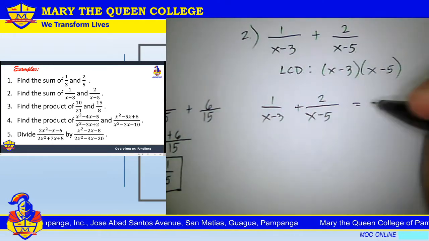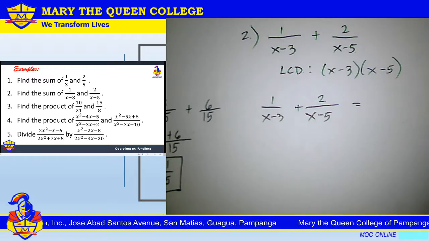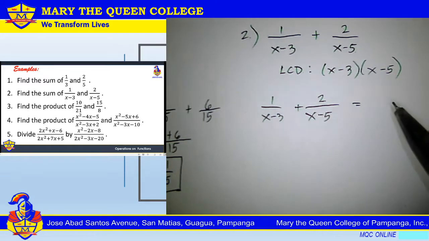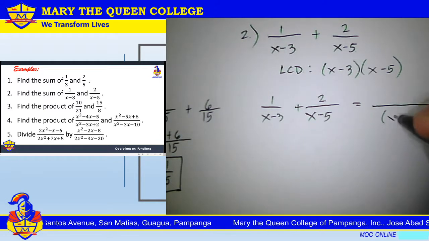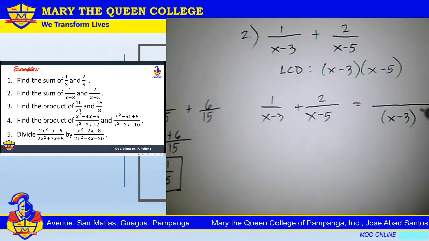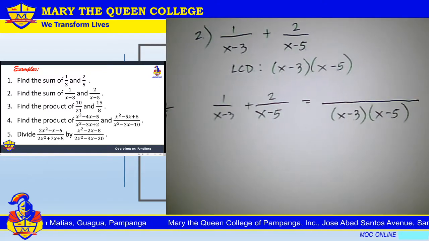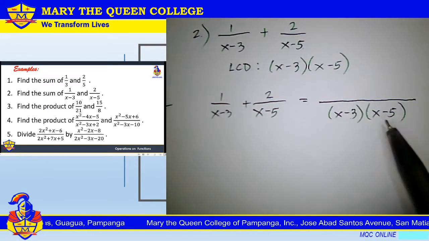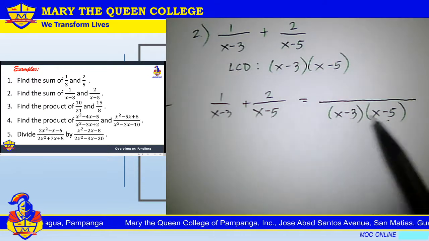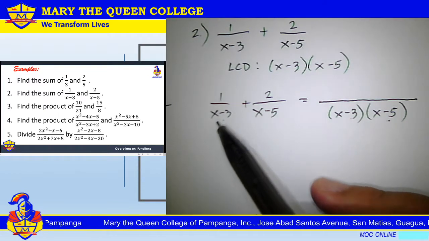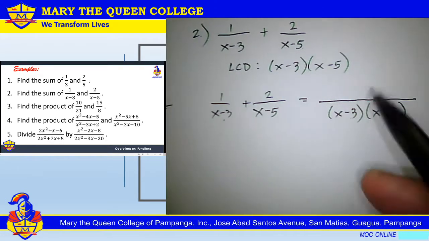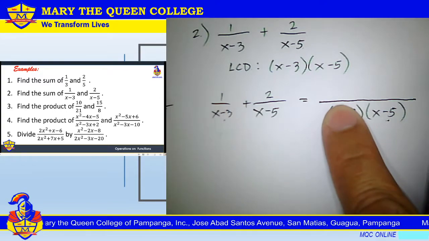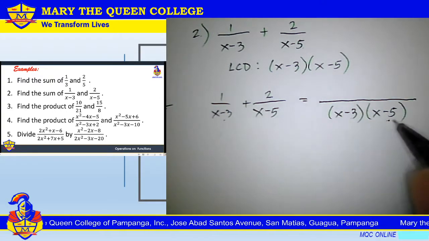So from here we have 1 over x minus 3 plus 2 over x minus 5 is equal to, so anong gagawin po natin? Sa baba, pagsamahin na po natin, we have x minus 3 times x minus 5. So ang gagawin natin, divide natin tong dalawang factors dito. Since pareho silang x minus 3, di-disregard po natin. So magkakaroon tayo ng matitira x minus 5.